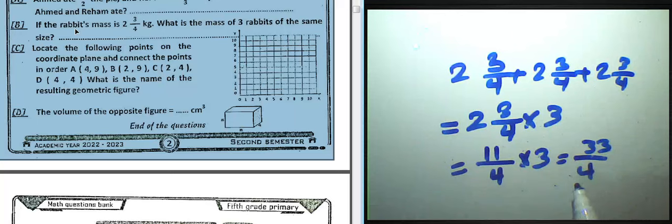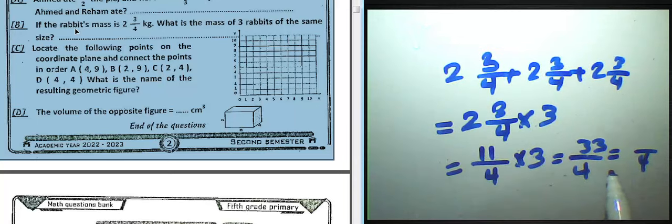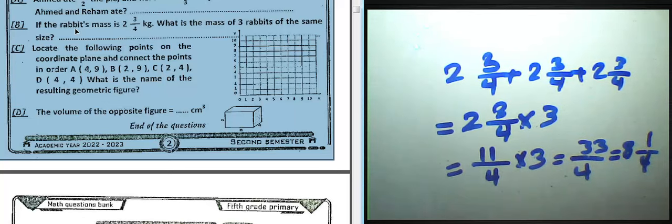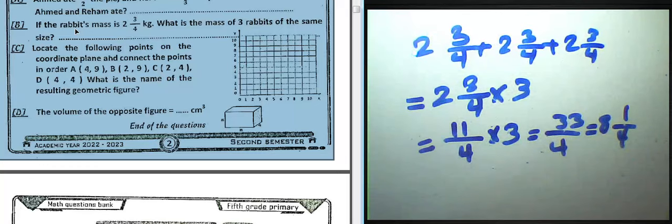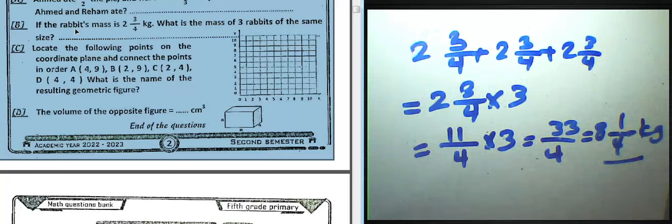3 times 11 equals 33/4. 33/4, you can convert this fraction to a mixed number, right? 4 in the denominator. And ask yourself, 4 times what equals the number nearest to 33? 4 times 8 equals 32 and the remainder 1. So the result will be 8 and 1/4 kilograms. Okay, it's the weight of 3 rabbits. Right here, the mass of 3 rabbits of the same size equals 8 and 1/4. Understood?